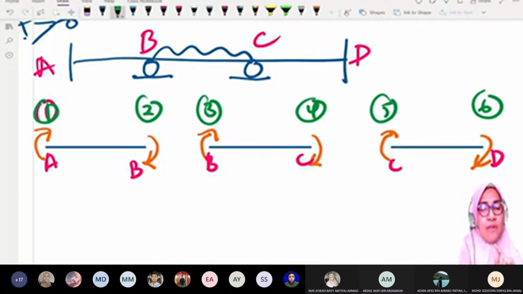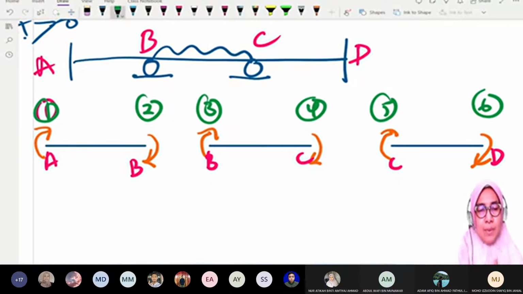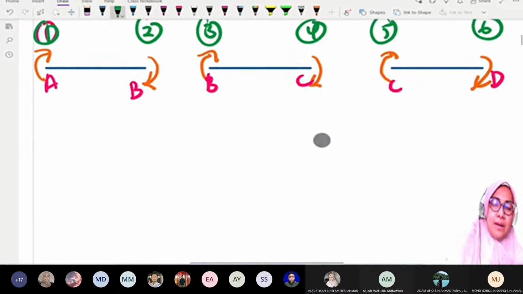So we have AB. Member AB, we will have 2 end moments. One element has 2 end moments. So for AB, we have 2, MAB and MBA. For BC, we have another 2, MBC and MCB. And for member 3, we have another 2, MCD and MDC. So these 6 moments are member end moments.